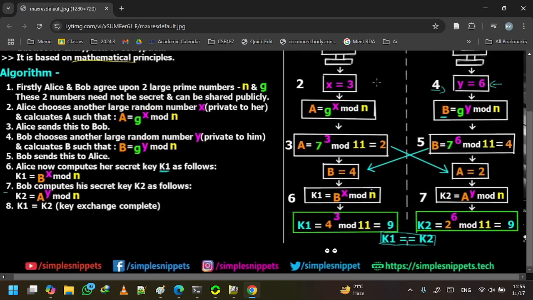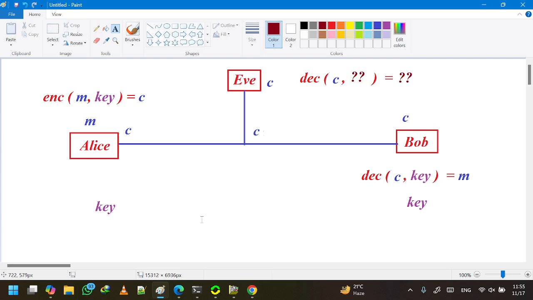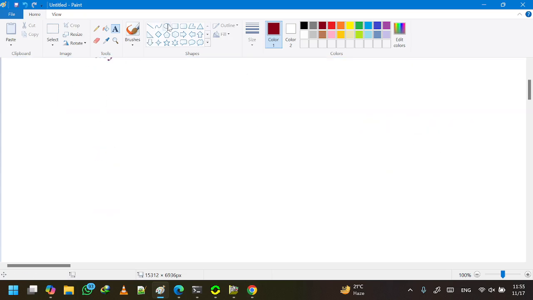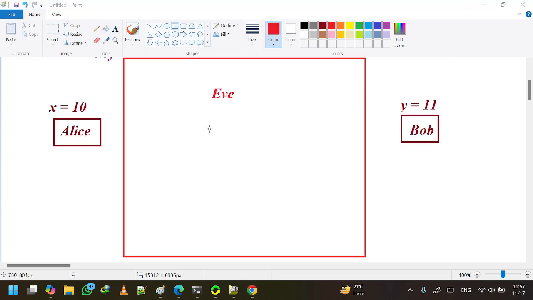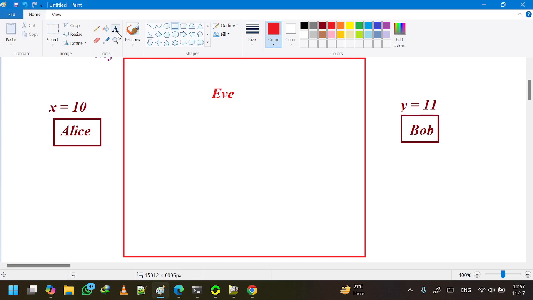So how this thing worked? So let us see an example first. So imagine we have Alice and Bob. So Alice and Bob have their secret numbers as X and Y. So I deliberately took some large numbers.